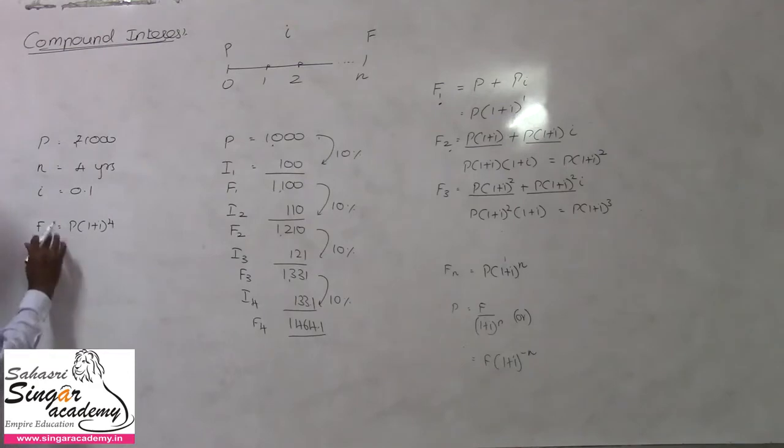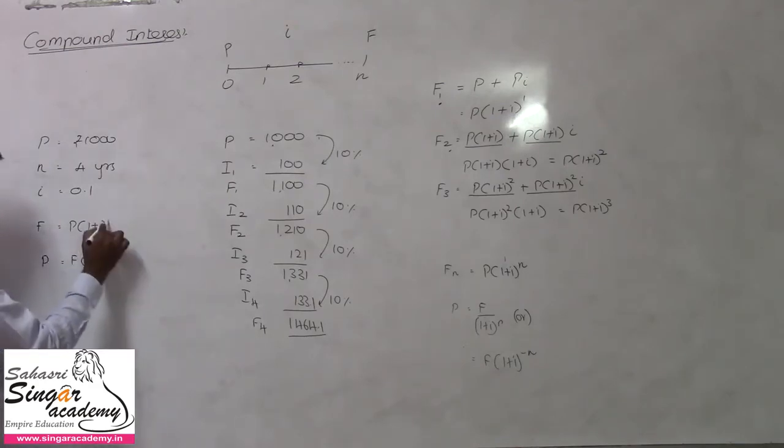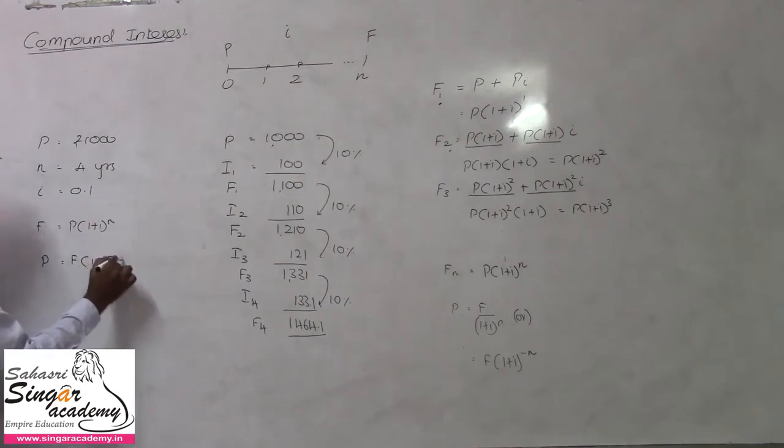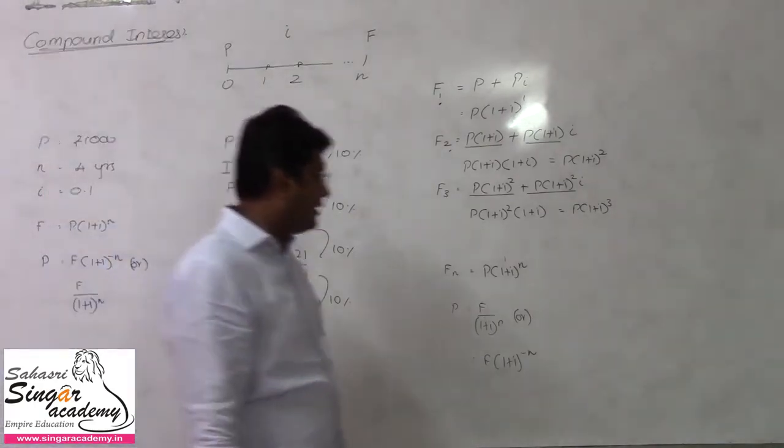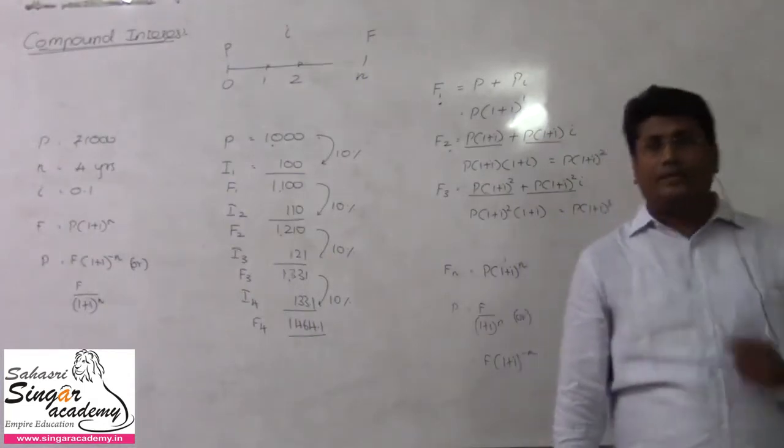Simple, this is the formula we use. So F into (1 plus I) to the power minus n, or the other way, F divided by (1 plus I) to the power n. These are the two ways we have to calculate. Sometimes we need to calculate the I.